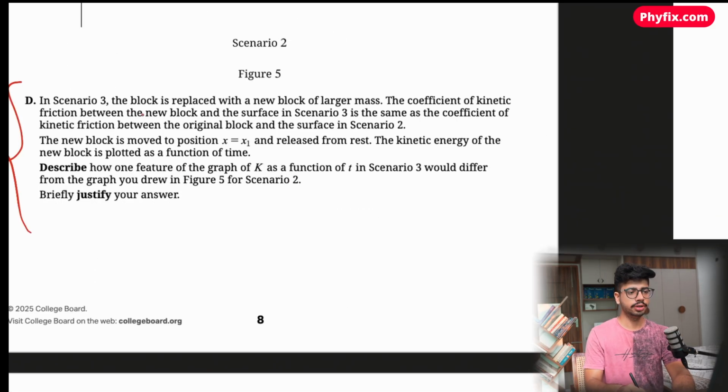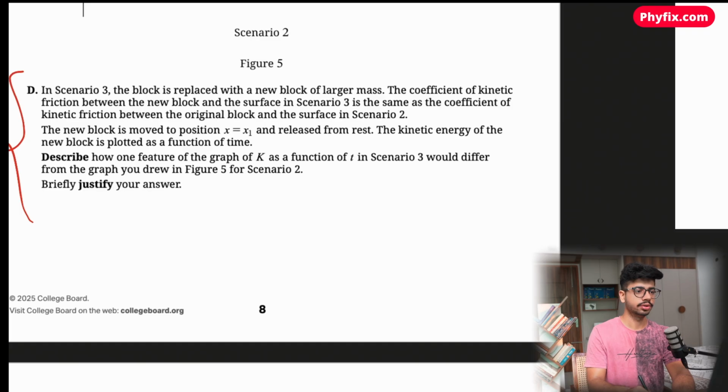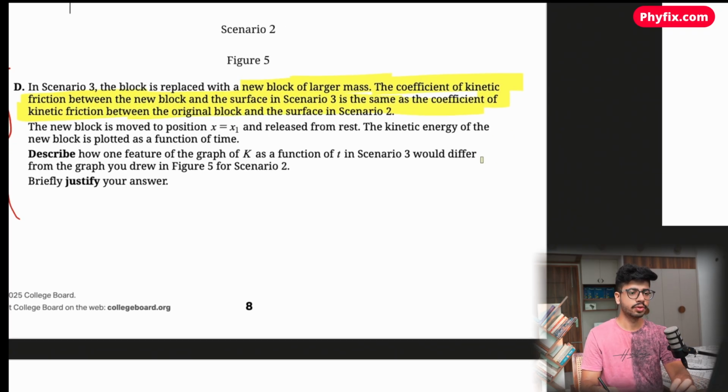In the scenario number 3, the block is replaced with a new block of the larger mass. The coefficient of kinetic friction between the new block and the surface is the same as the coefficient of friction between the original block and the surface in scenario number 2. Okay, we have made the graph for that one.